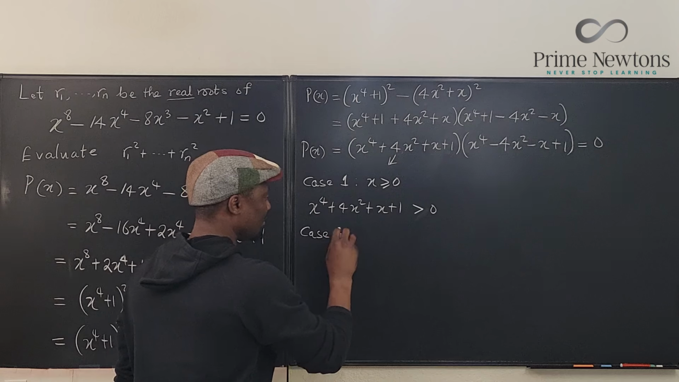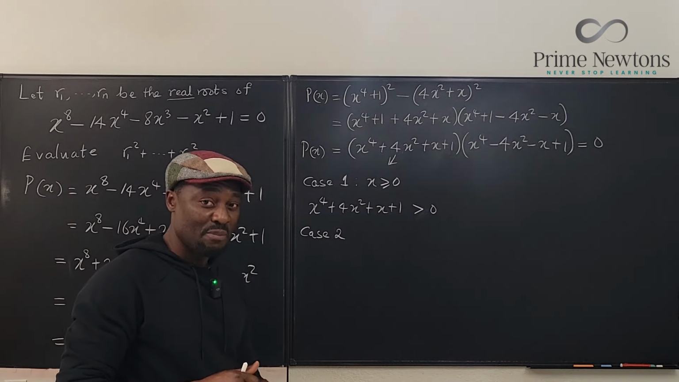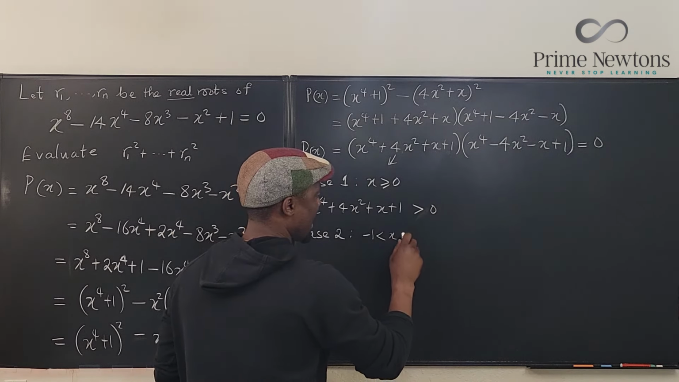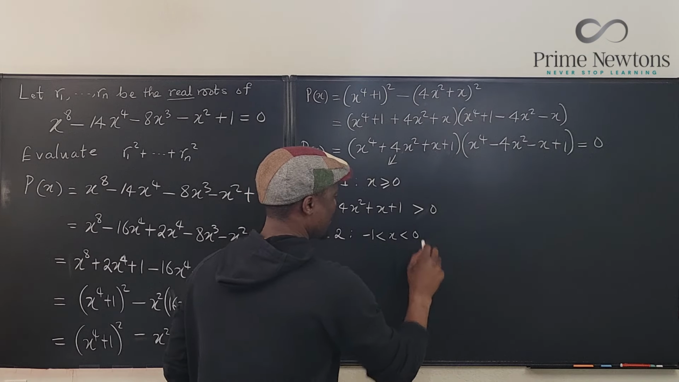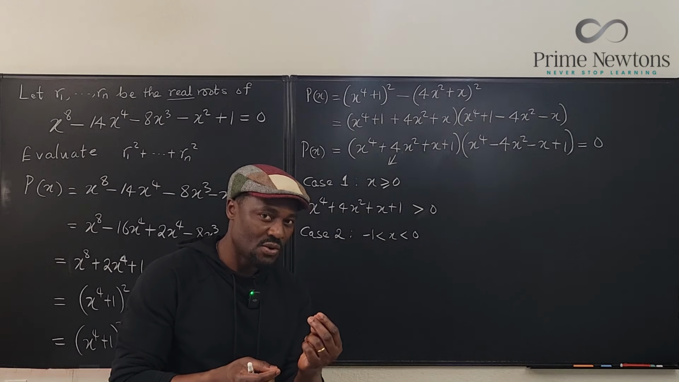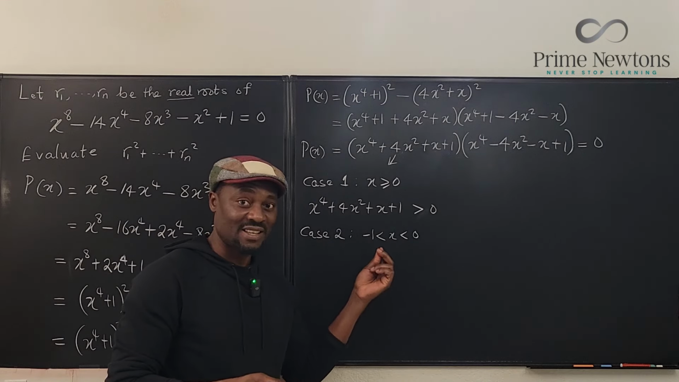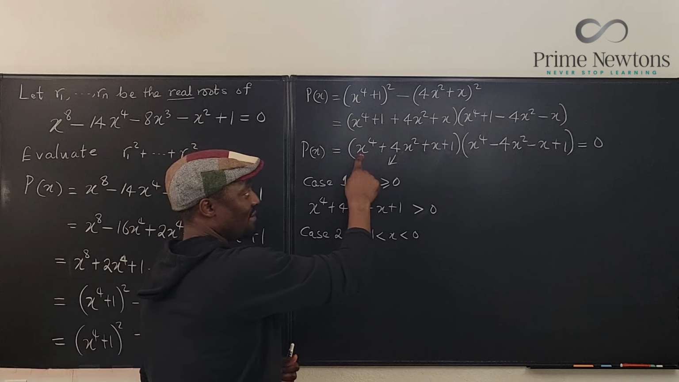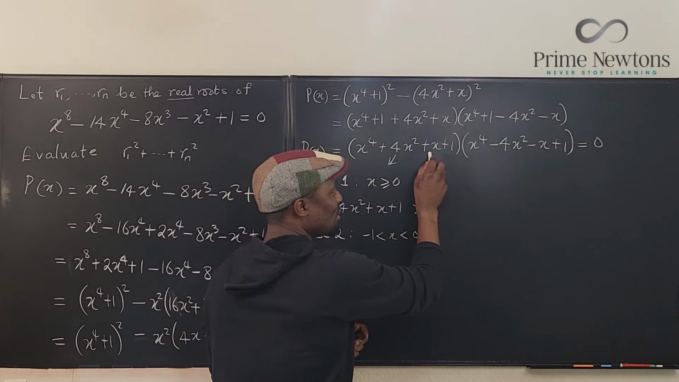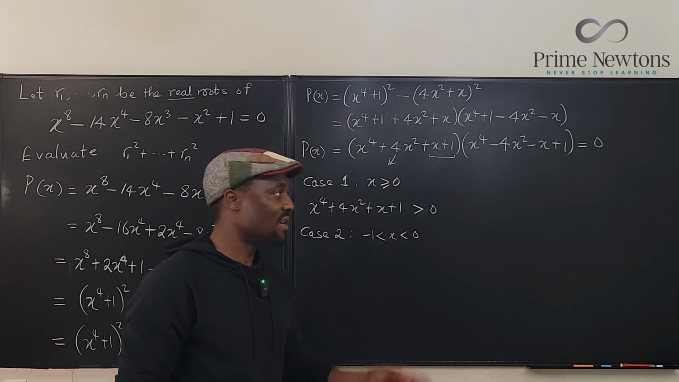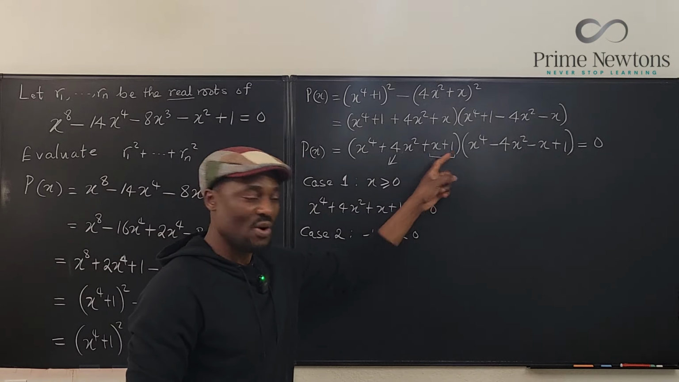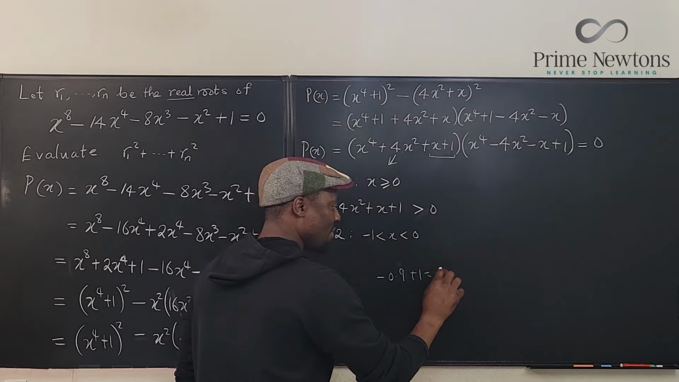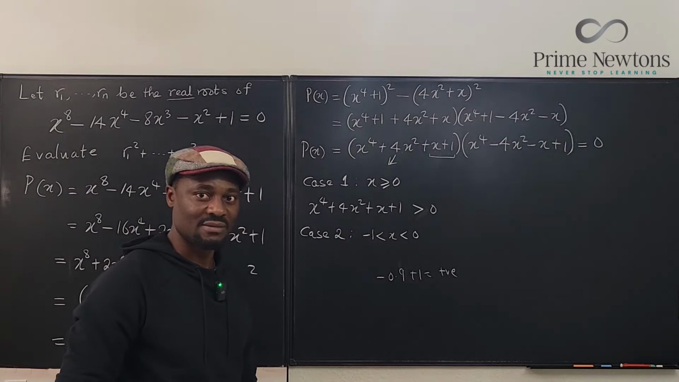Case 2 is when x is less than 0, but let's say negative 1 is less than x, and x is less than 0. So we're talking about a very small number, okay? Or when we say the absolute value of x is less than 1. If the absolute value of x is less than 1 and x is negative, it means this is going to be positive, this is going to be positive, and a small negative number added to 1 is still going to be positive because the absolute value of the number is less than 1. So if you have negative 0.5 or 0.9 plus 1, this is still going to be positive. So you notice that everything is going to be positive in this second case.